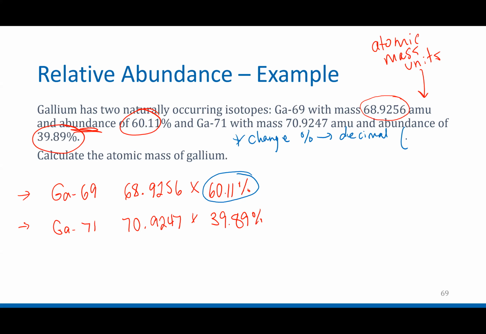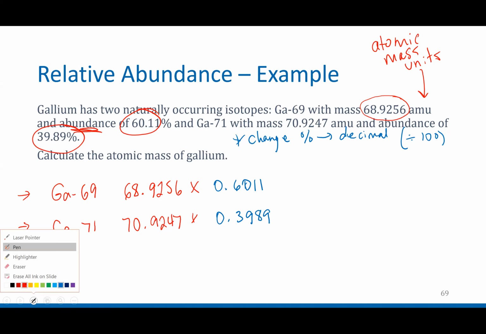This is not a chemistry question. This is a math question. But you do that by dividing by 100 or moving the decimal 2 places to the left. So I get 0.6011. Here I get 0.3989. You can do that on your calculator. You can do what Sophia said and just move the decimal, whatever you want. But now I'm just going to put these numbers in on my calculator.